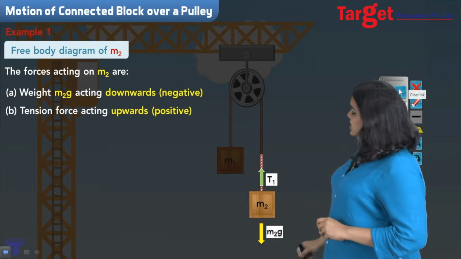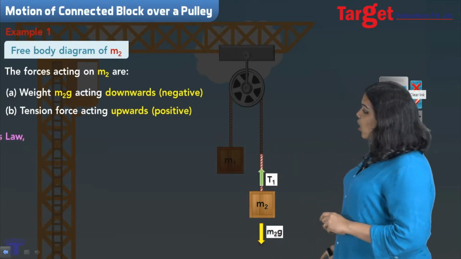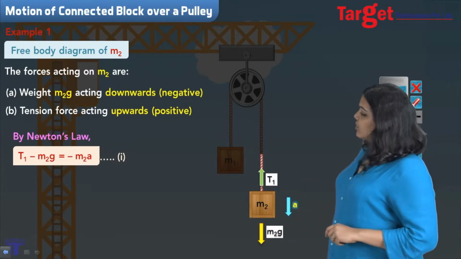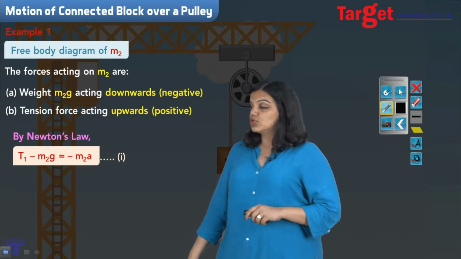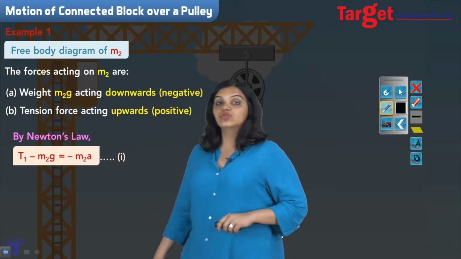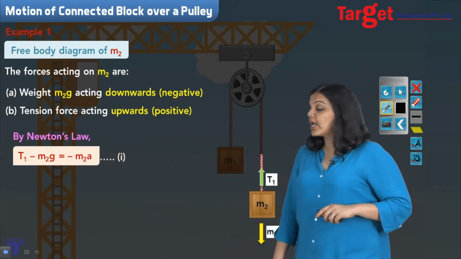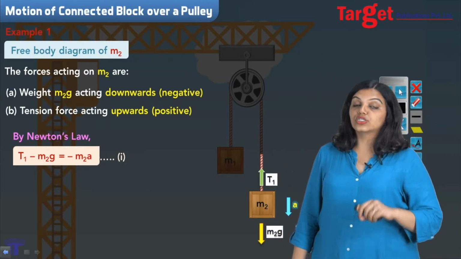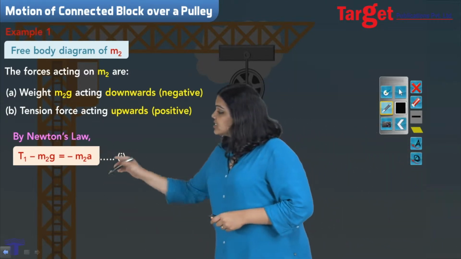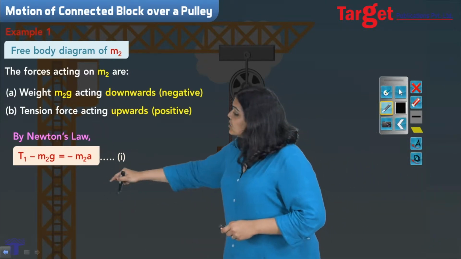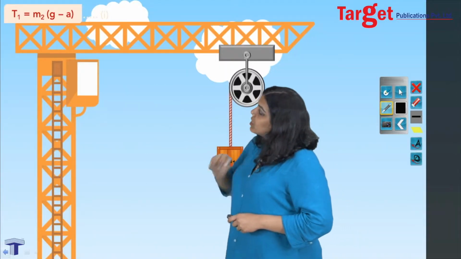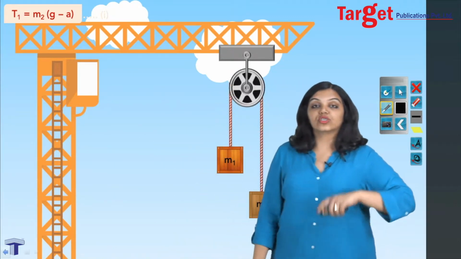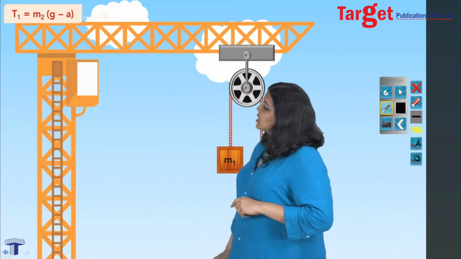Please notice how I will maintain this sign convention throughout this module. Applying Newton's law, T1 is upwards, that is positive, and M2G is downwards, that is negative. So I write T1 minus M2G is equal to minus M2A. And why have I written minus M2A? Because the acceleration of this block is downwards, and I have considered the downward direction to be negative. So look at my first equation of motion. I'm going to need it, so I'm going to save it and keep it on top. Notice that I have rearranged it to give me an expression for T1.